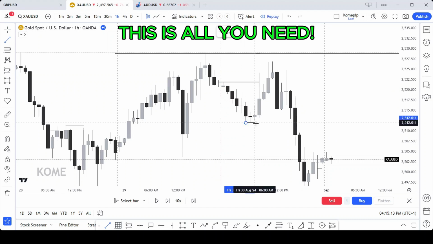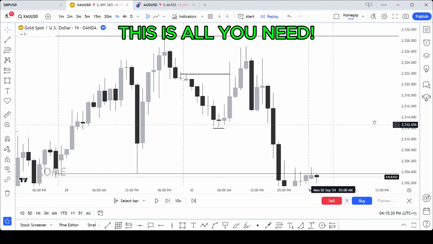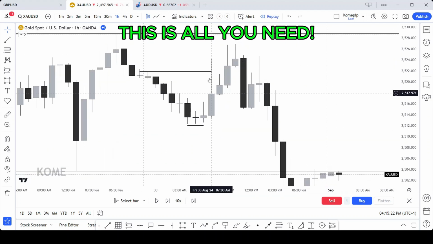So this is our Asian low. All right, so this is the 7 a.m. candle, GMT plus 1 time. Okay, so what we can see immediately that happened is this. So we could say we can actually take our trade from this because this has given us our confirmation.